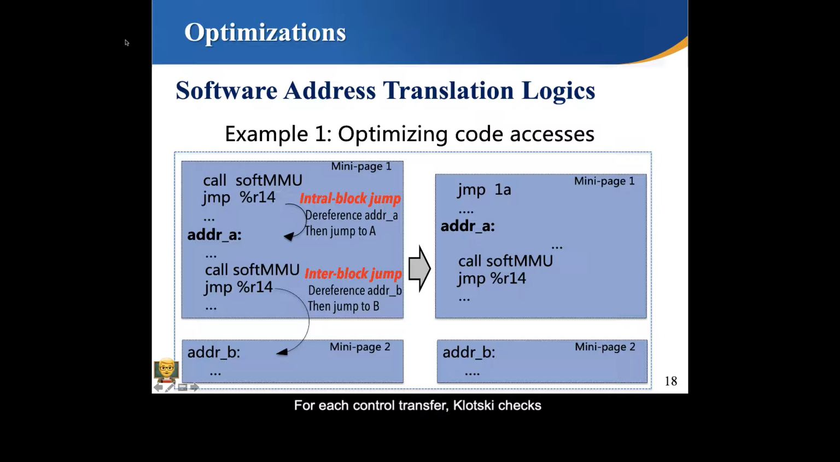For each control transfer, Closkye checks if its target address is inside the same minimum page. If so, it eliminates the address translation.